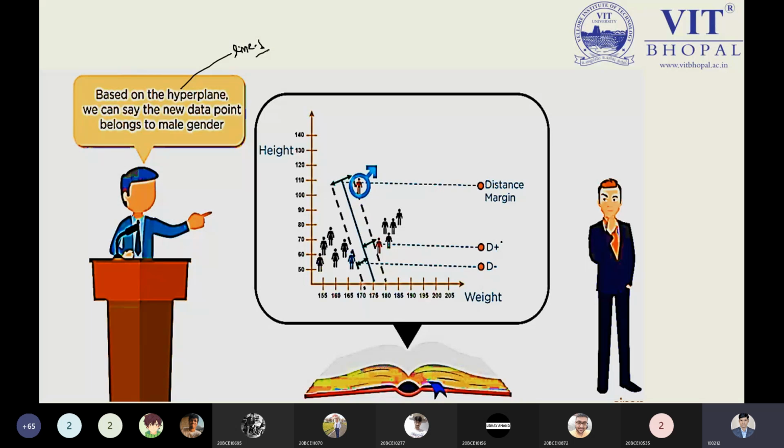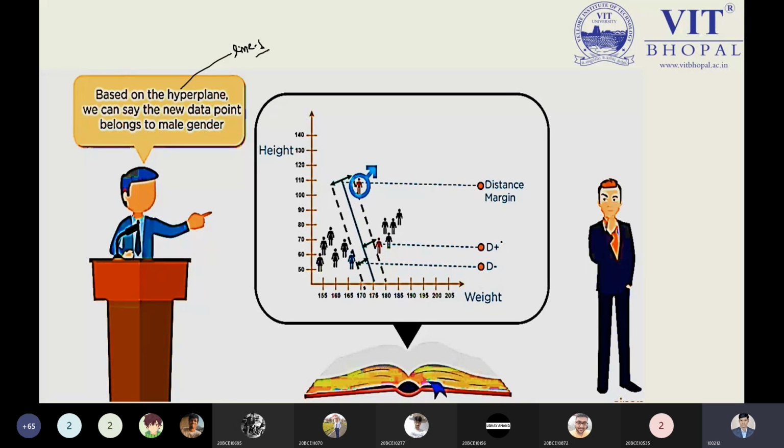D positive is the distance between the selected data point, which was a new data point belonging to the male category, and the line. From the support vector which belongs to the male category, the distance to the line is D positive. Why am I writing D negative? Because the new data point does not belong to the female group, that is identified by D negative: the distance between the hyperplane and the closest data point of the female group. I use positive because the new data belongs to the male, so this is the reason we put the positive symbol.